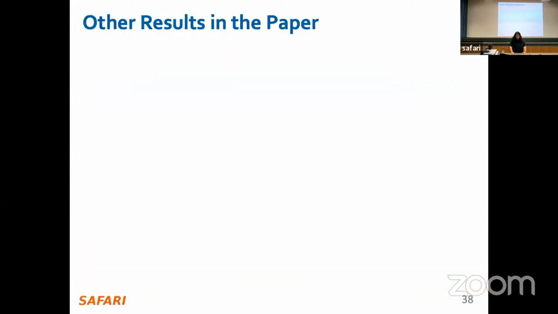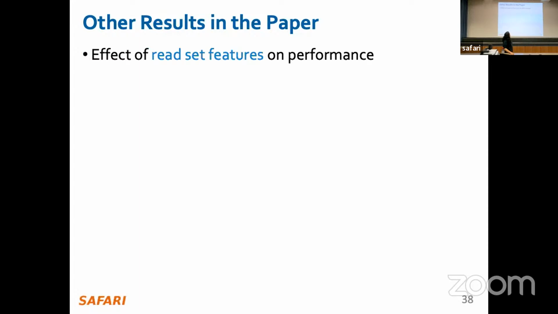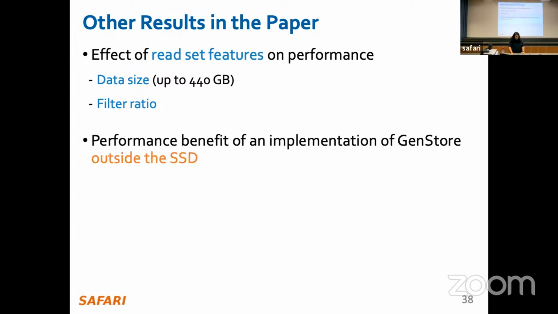So now let me talk briefly about other results that we include in the paper. If you're interested, you can take a look. We try to show the effect of read set features on performance. And for that, we scale the data size up to 440 gigabytes. And filter ratio, basically, what will happen if we have different use cases in which different fractions of the reads would be filtered.